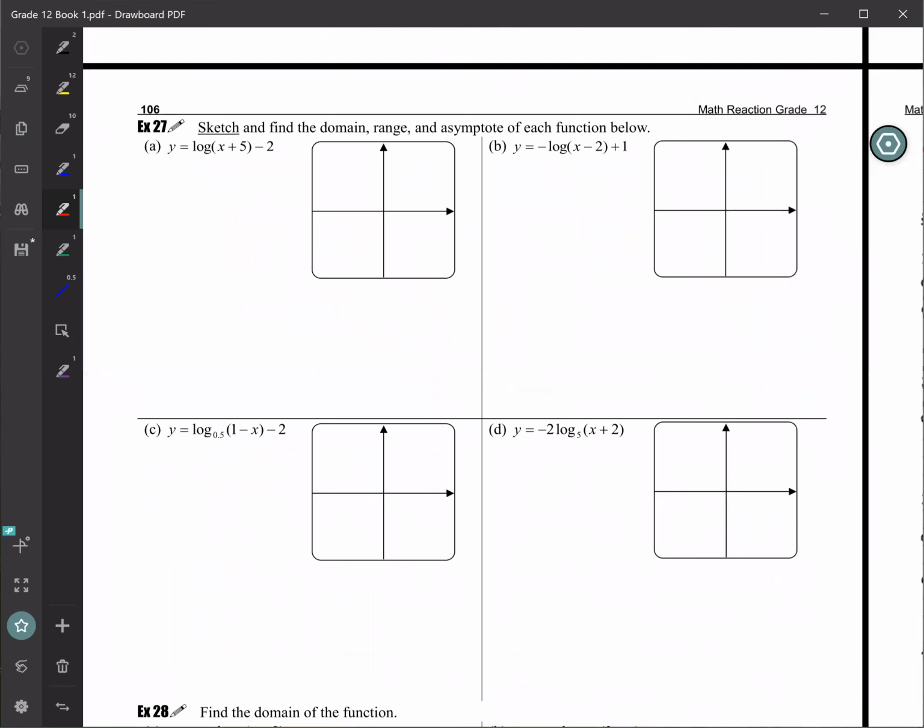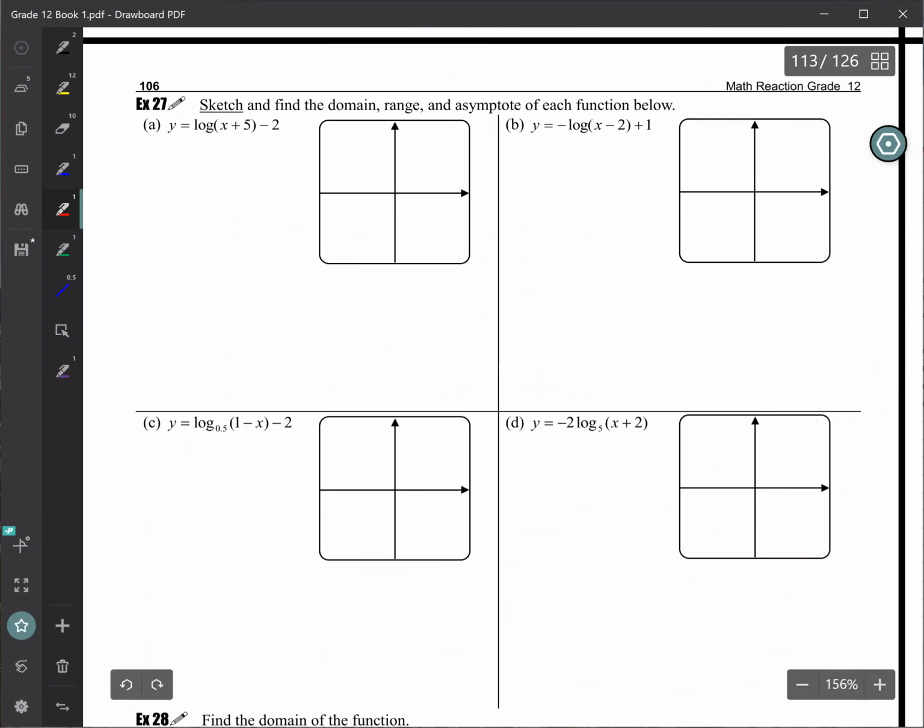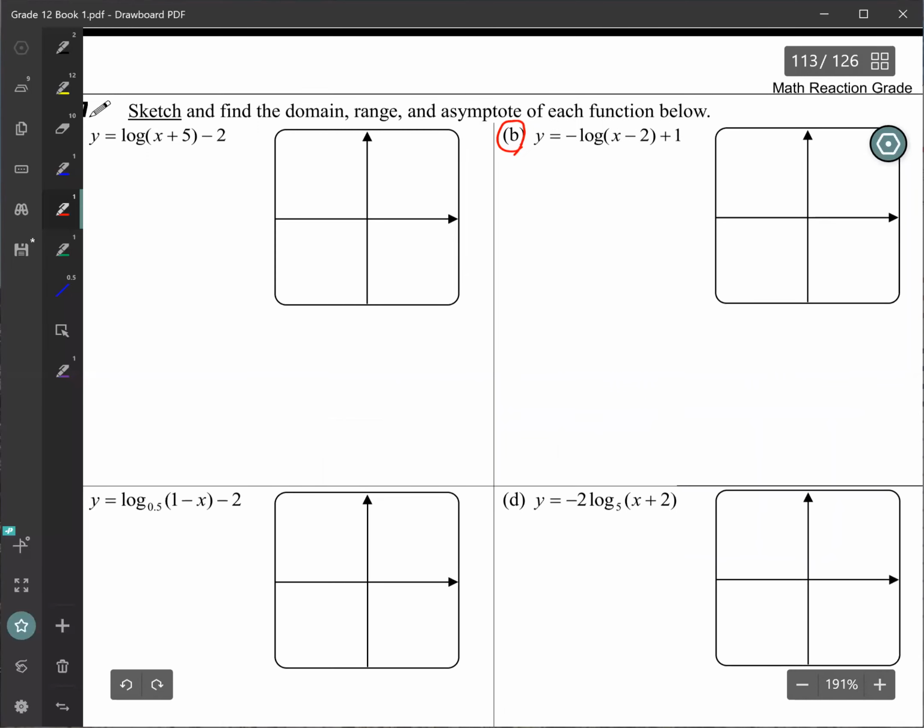All right, so over here we have 4 graphs, okay? So let's try question B and C. Those are the harder ones, right? If you're able to do the harder one, I think the easier one should be okay. So let's look at question B. We have several things to do: we need to sketch, find the domain, range, and then the asymptote. 4 things as your answer.